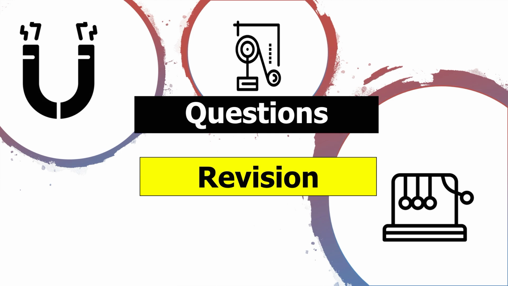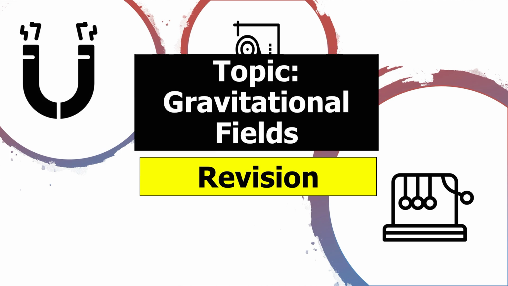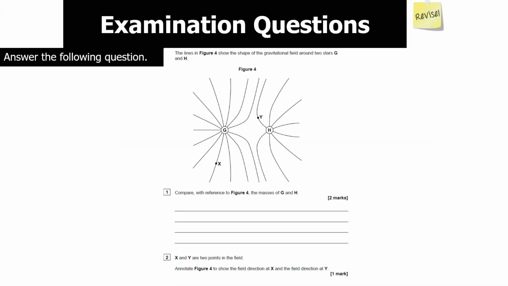Let's look at answering some questions on the topics from paper 2 in A-level physics. The first questions are going to be on gravitational fields. The question says, the lines in figure 4 show the shape of a gravitational field around two stars, G and H. Compare, with reference to figure 4, the masses of G and H. X and Y are 2 points in the field. Annotate figure 4 to show the field direction at X and the field direction at Y. Pause the video now, then unpause the video when you want to go through your answer.